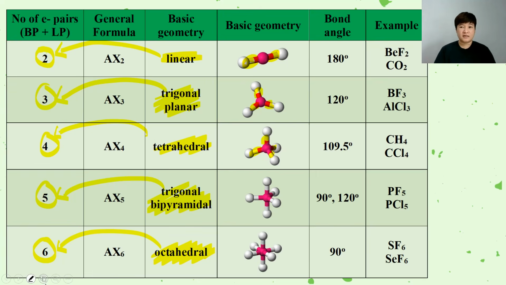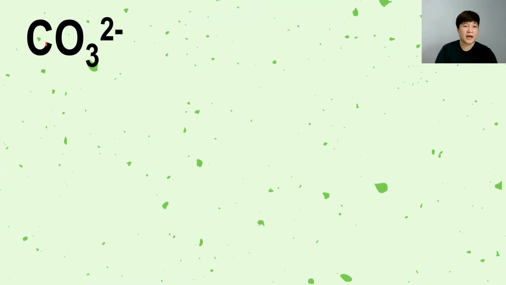Simple. Alright, before we end this video, I want to do two more examples that have a charge, like a cation or an anion. So let's start off with our anion over here.